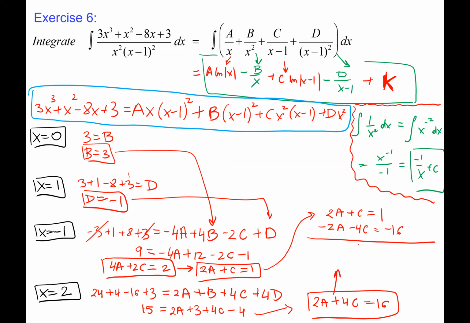-4c plus c is -3c, and -15. C is 5. Wow. If c is 5, we just need a. I can put here. A could be 2a. It's 1 minus 5, -4, -2.